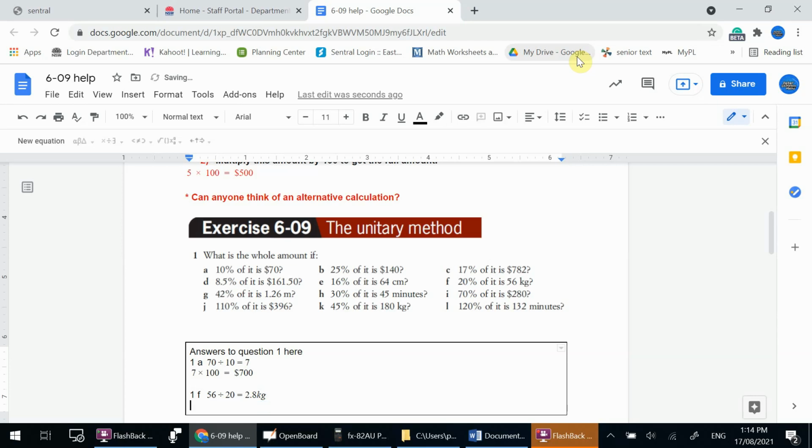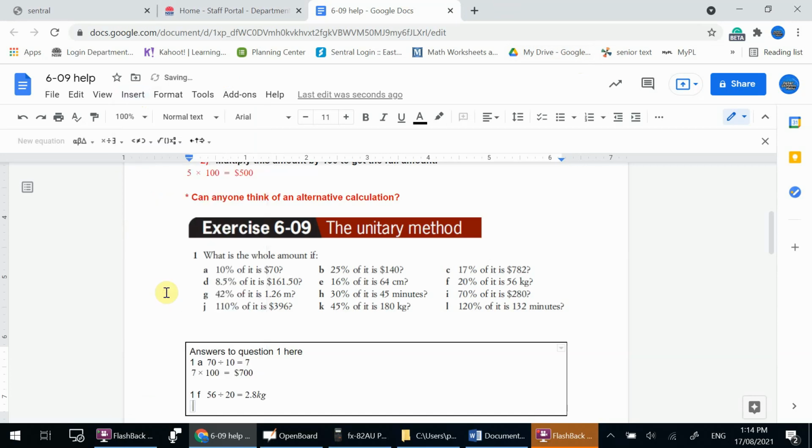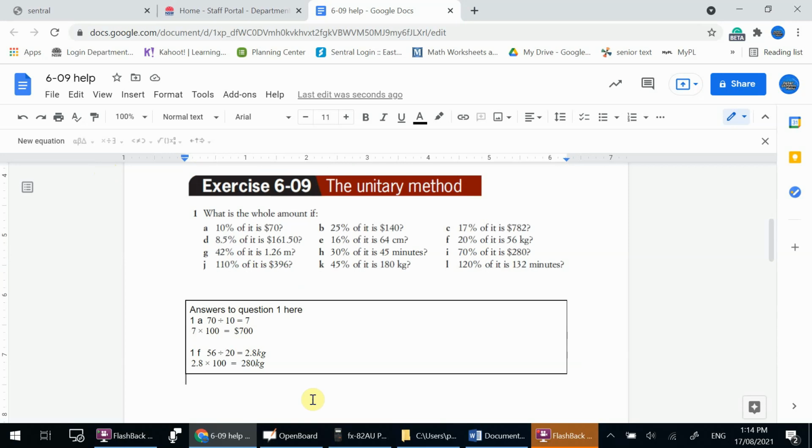Okay, enter a couple of times. We insert the formula equation again. Now we take the 2.8 and we multiply 100. That's 280 kilos. There's your answer to 1F. Okay, now having showed you all that, let's go back.